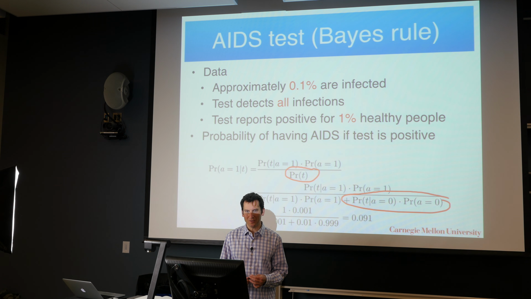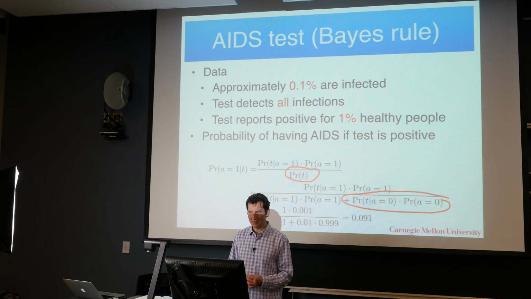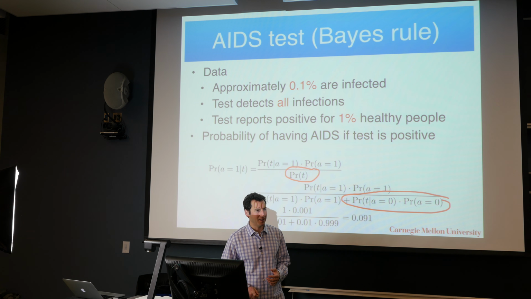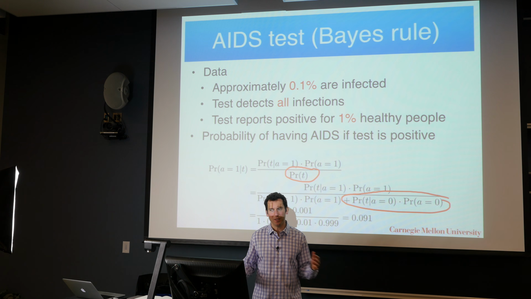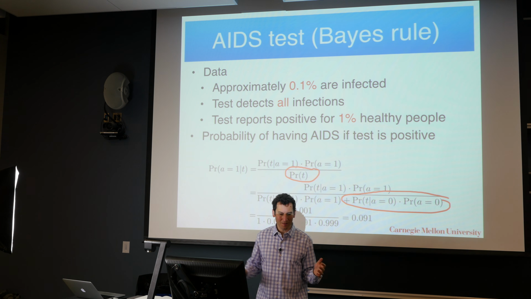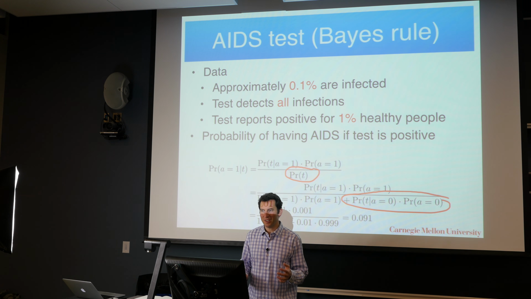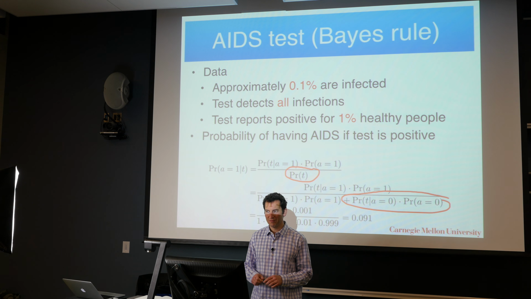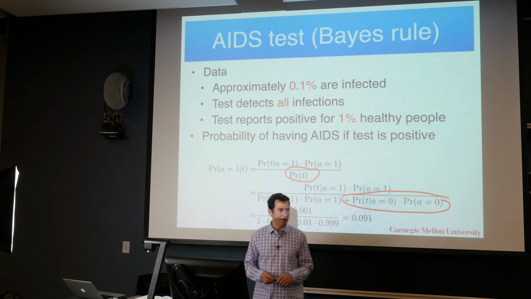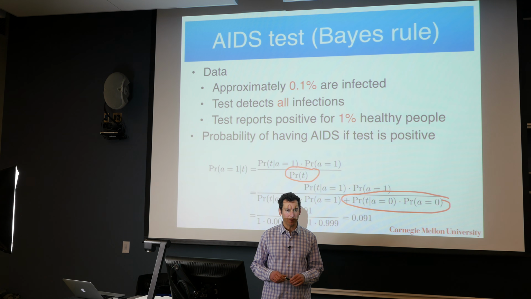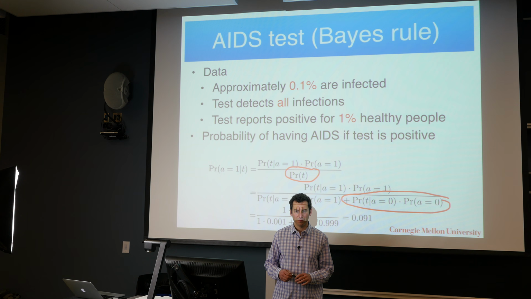This is amazingly counterintuitive, right? Because you would think, well, if I have a test that has a false positive rate of 1%, and I know that it detects all cases of AIDS, then common sense would suggest that if the test comes back positive, well, you're actually going to be sick. But it just means, because the prior probability of having AIDS is very, very low, this doesn't happen.